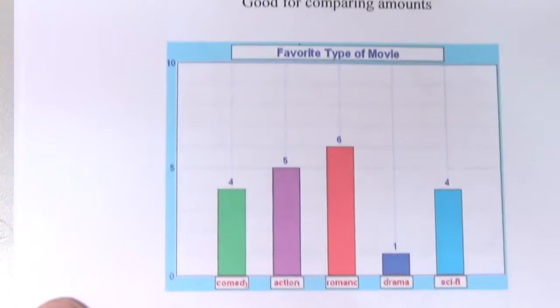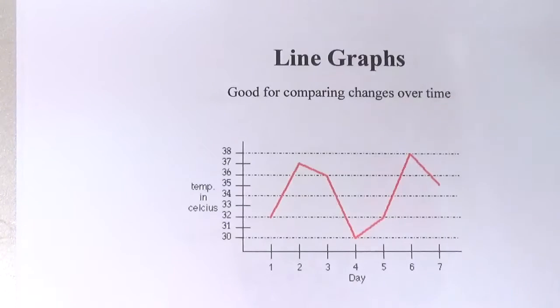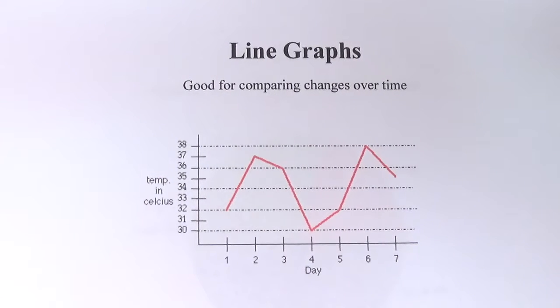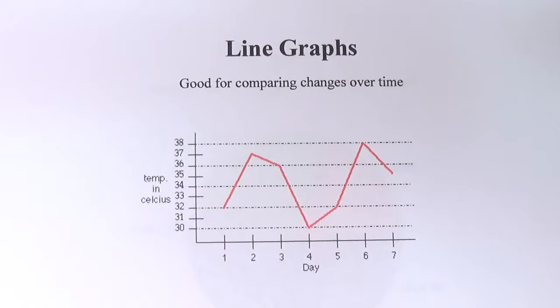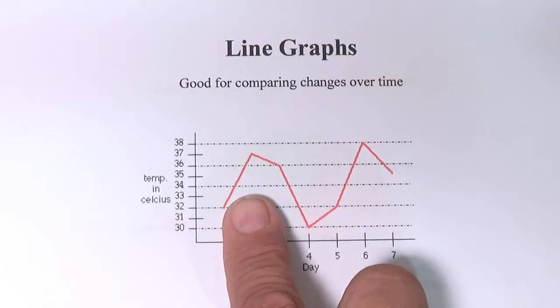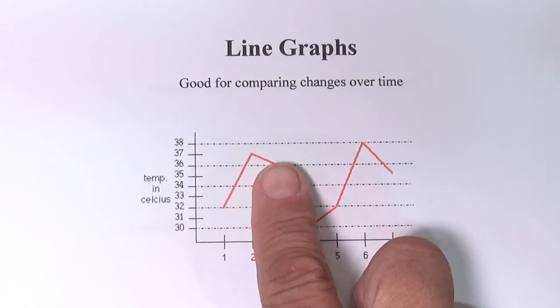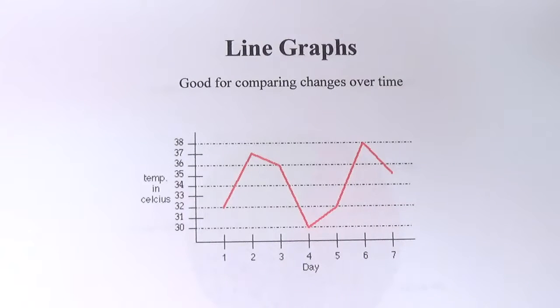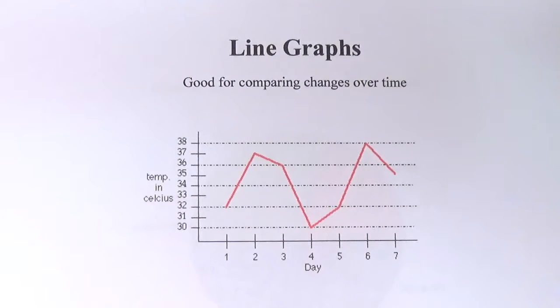Let's move on now and talk about the next type we're going to deal with, line graphs. Line graphs are good to show you how things change with time. So, for instance, in this one here, we've got days going across, and then up here the temperature, and the line shows that it was increasing for a while, then it decreased, and it increased again. So looking at changes over time, line graphs do that very well.